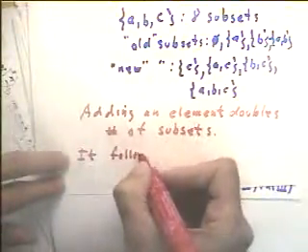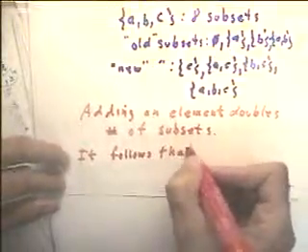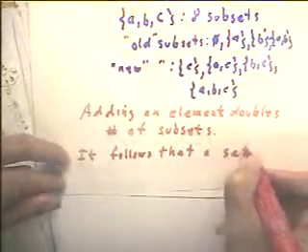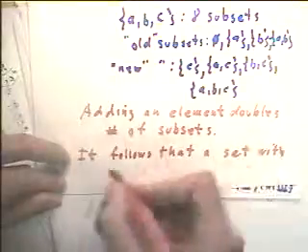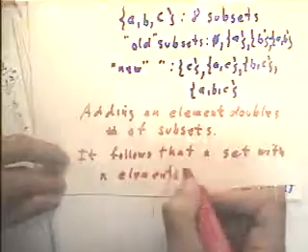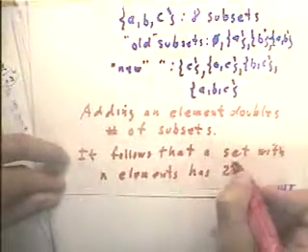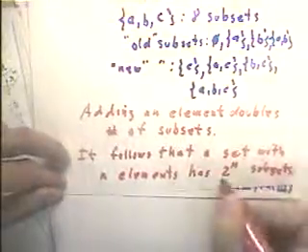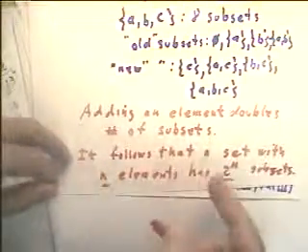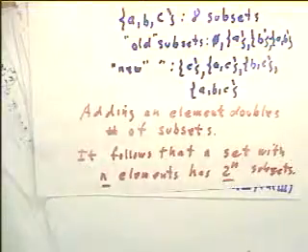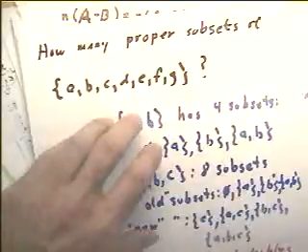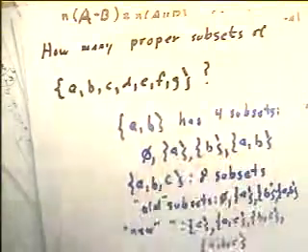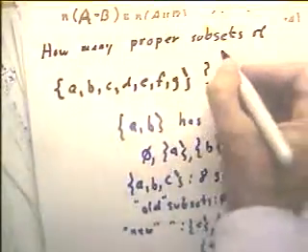that the number of subsets of a set with n elements is 2 to the n. N elements gives you 2 to the n subsets. Now let's go back and answer the question that was originally posed. Okay, this is a 7-element set.